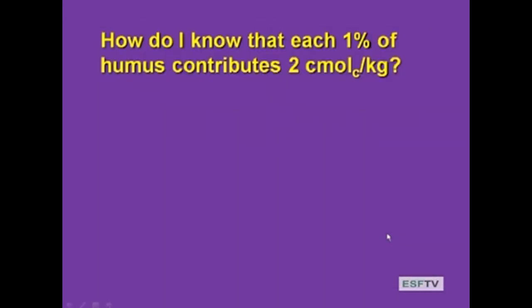One of the things we think about is humus and organic matter, and we wonder how much cation exchange capacity is accounted for by humus. And so we have some rules of thumb, back of the envelope calculations. One of those is that each 1% of humus contributes 2 centimoles of charge per kilogram of CEC. So how do we do that? It's a pretty simple, straightforward calculation.